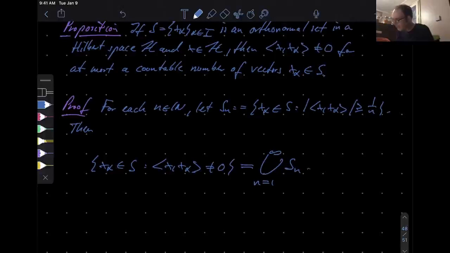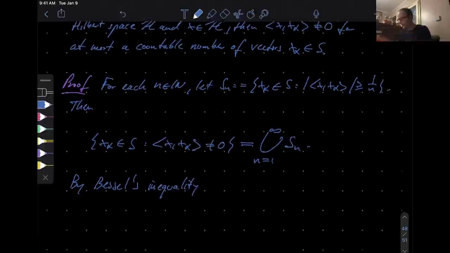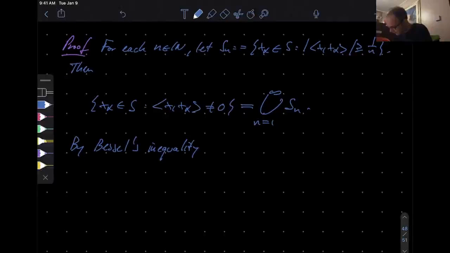Okay. So how to do this? Well, use Bessel's inequality. This is the first time that Bessel's inequality really plays a huge role. We used it before to prove Cauchy-Schwarz, but already there I said you can prove Cauchy-Schwarz in many different ways. But here for this now we need Bessel's inequality. So Bessel's inequality was this guy.